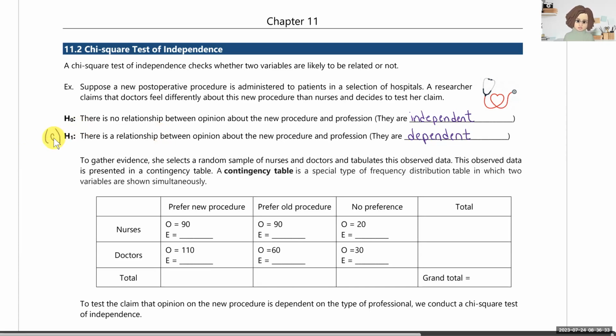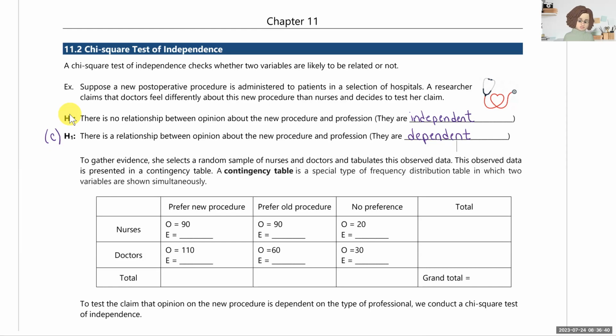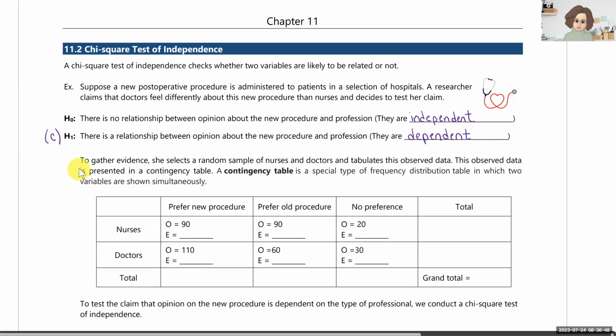So as always with hypothesis testing, we assume the null hypothesis is true and then go out and collect data to see if we've got enough evidence to reject that null hypothesis. So to gather evidence, the researcher collects some data from some nurses and doctors, and that information is shown in this contingency table, which is simply a table that keeps track of two variables. One variable being if we're talking to a professional that's a nurse or a doctor, and the other variable being their opinion on the procedure.